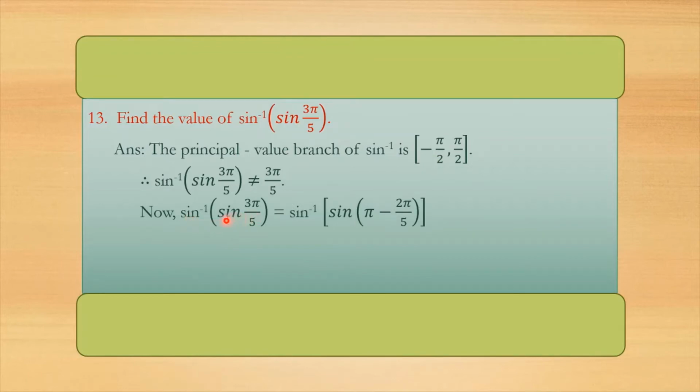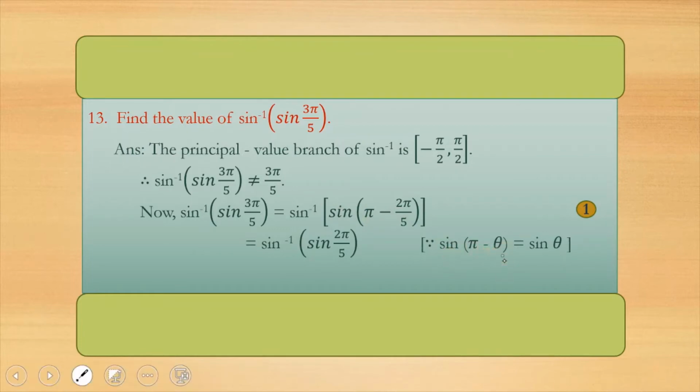Sine inverse of sine 3 pi by 5 can be written as sine inverse of sine of pi minus 2 pi by 5. Up to here you'll be getting 1 mark. Next, sine inverse of sine of pi minus theta is a property we know: sine of pi minus theta is equal to sine theta. Therefore, sine of pi minus 2 pi by 5 can be written as sine 2 pi by 5.